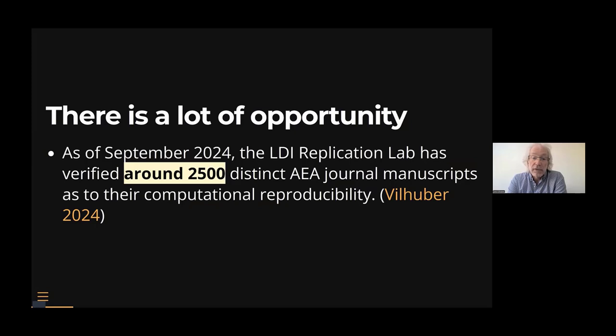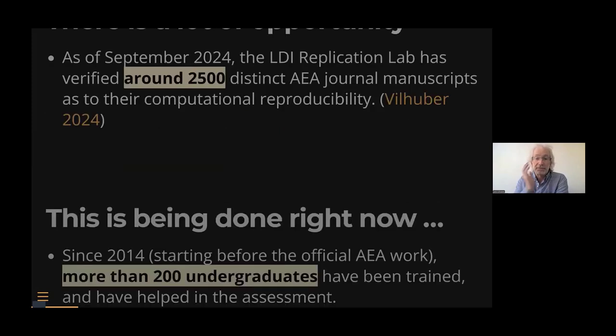As of about right now, the replication lab that I use to do these kinds of analyses has worked on 2,500 distinct manuscripts prior to their publication. And we've checked them for both their computational reproducibility and more generally their transparency about the description of how people can access the data and the materials and other things.